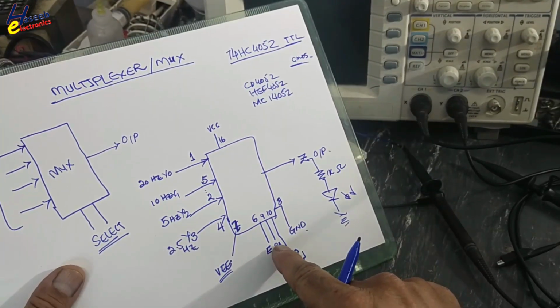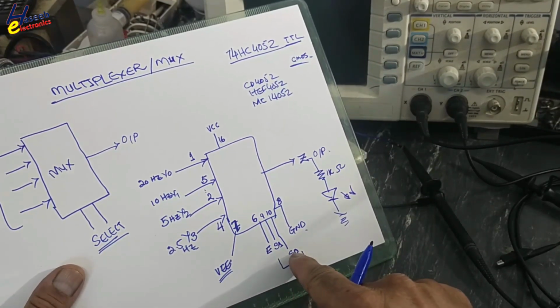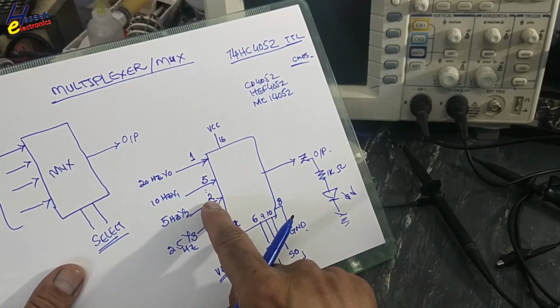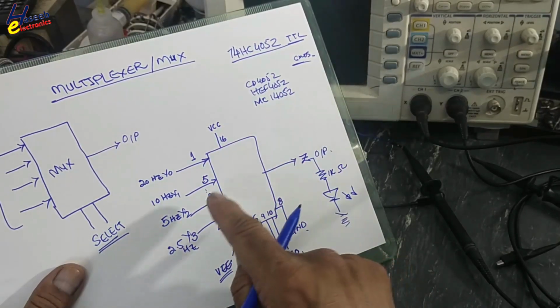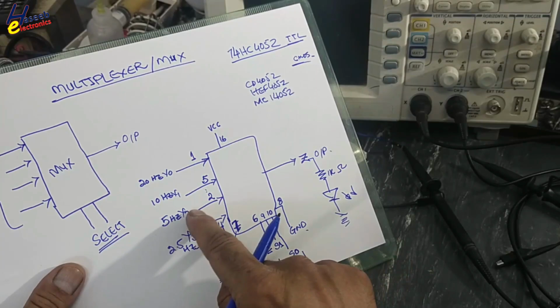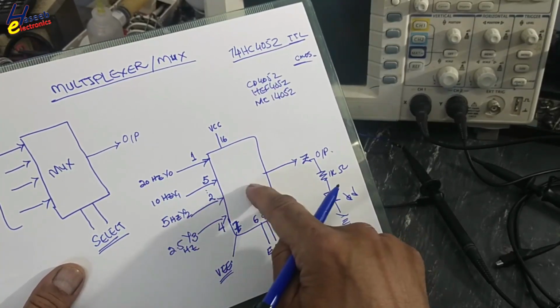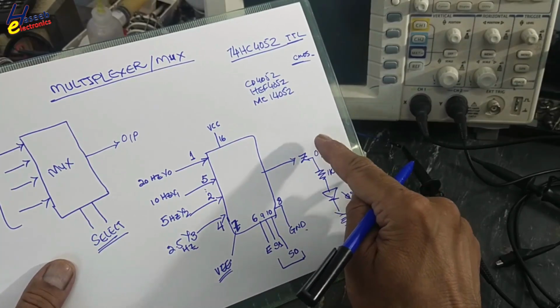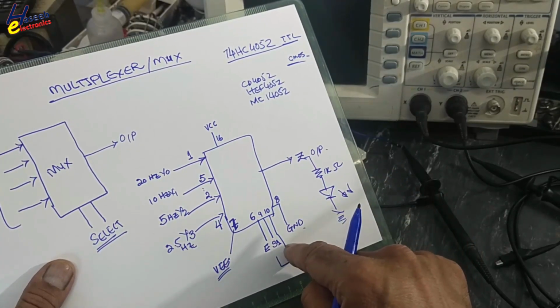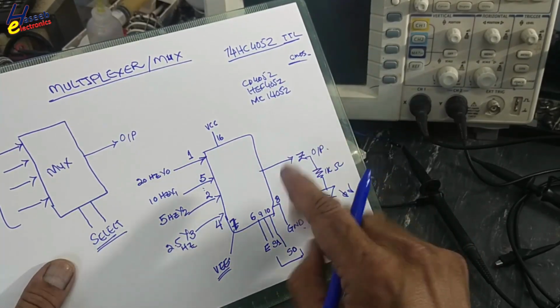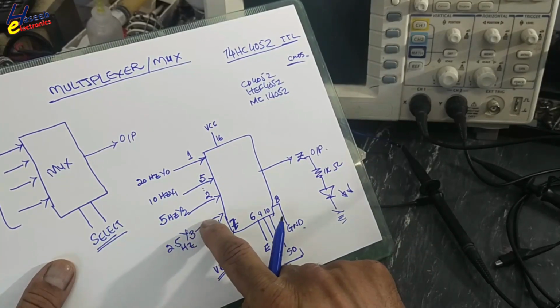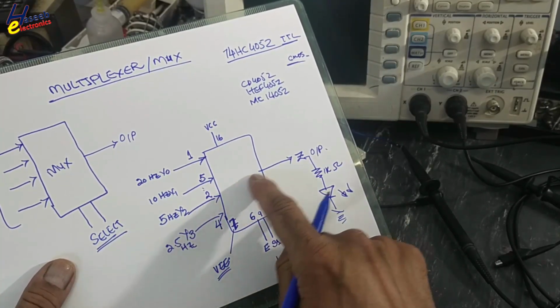If I select 1, 0, 5 volt here, 0 volt here, that is the binary address for decimal 2, this input will reach the output. The 5 Hz signal will reach here. And if I connect 1, 1, that is the binary address for decimal 3, this decimal location, pin Y3 input, will reach the output.